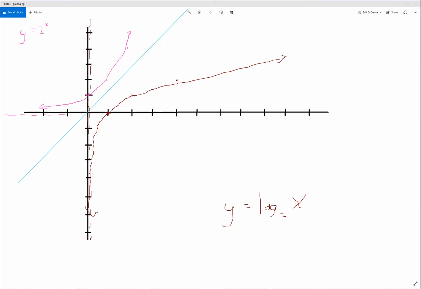And if we're going to play the domain and range game again, the domain of this now is flip-flopped from before, so it's 0 to infinity, and the range is all real numbers. So if we're going to talk about logs, well, this is what your parent function looks like.